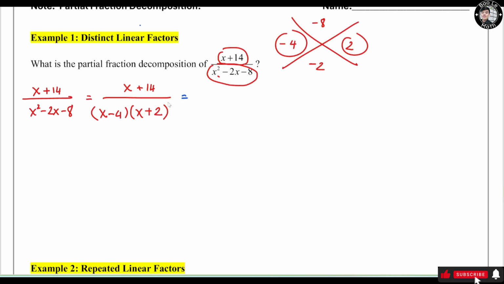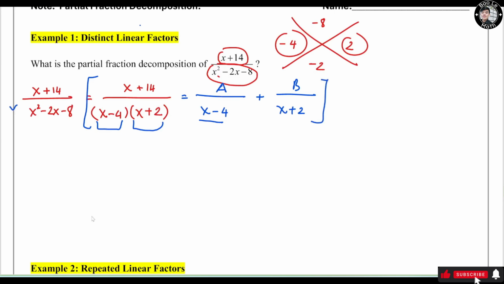The next step is you're going to separate these two guys. So it's going to be a over s minus 4 plus b over s plus 2. You can use c, d, e, f, whatever, it's just dummy variables. Now the bottom right here, observe that it's going to be the linear factor, so the top should be a constant. Now we're going to focus on this guy only.